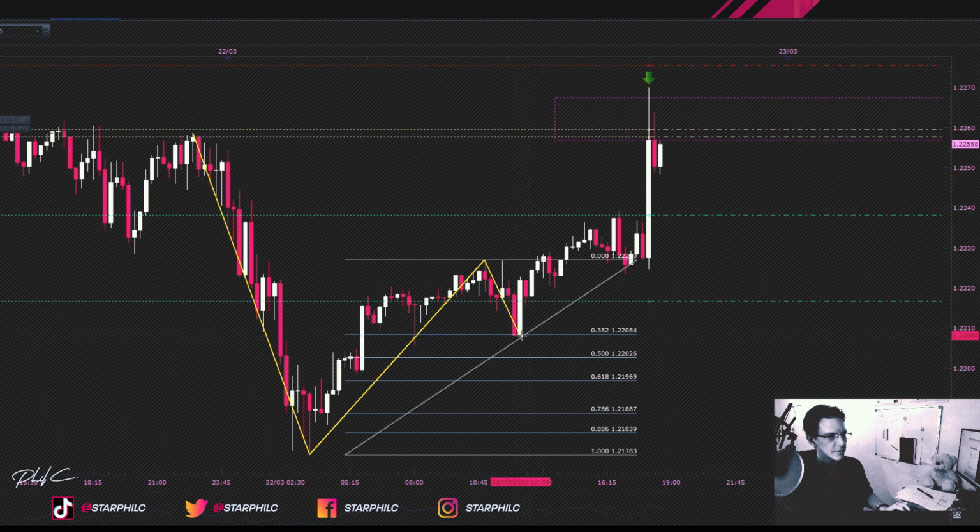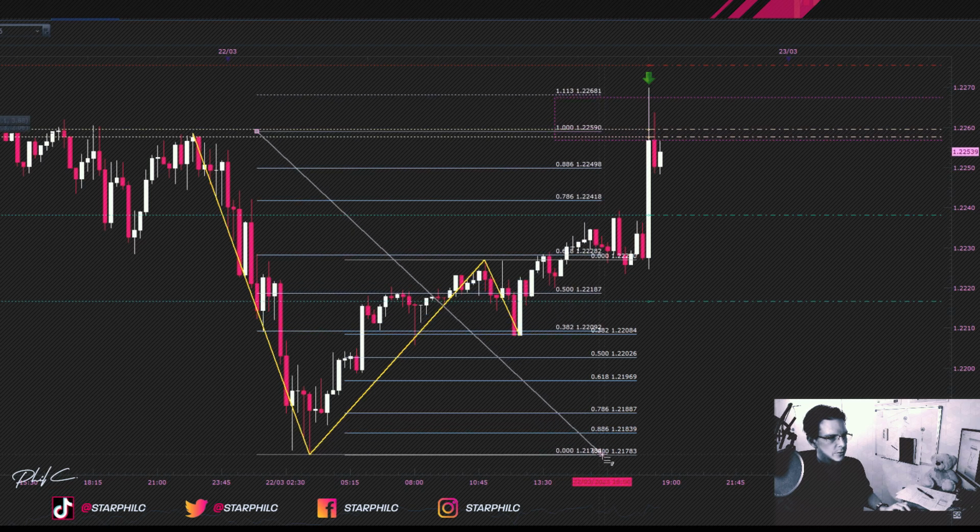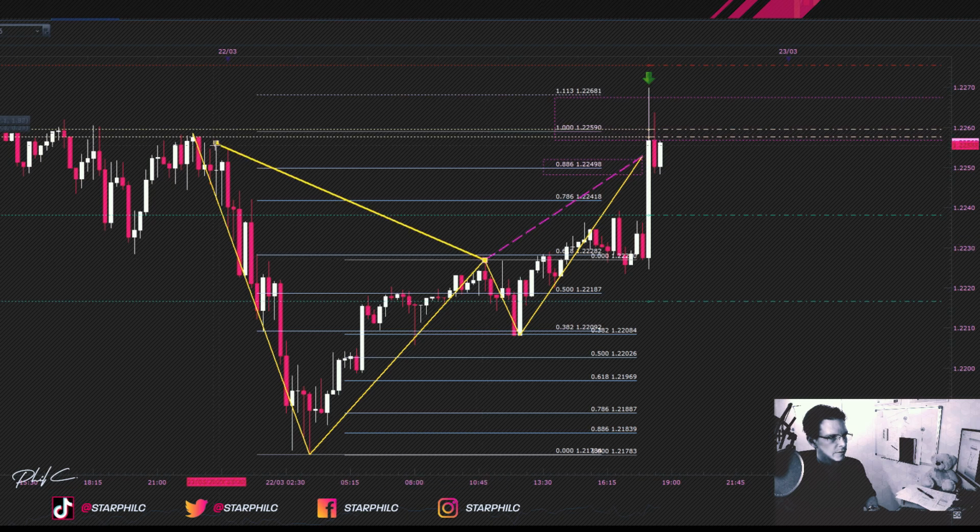Our CD projection has already been filled at a Fibonacci retracement from this high to this low. Swing high all the way down to swing low. We're looking at, as I mentioned before, an 886 completion right here. So if I draw that in and complete it like so, this way it's easy for us to see. This is our completed bat pattern.